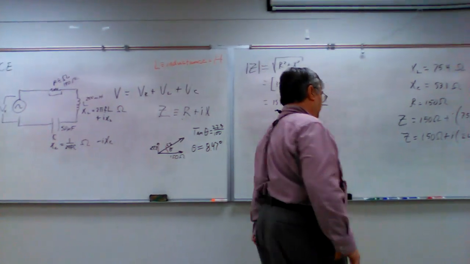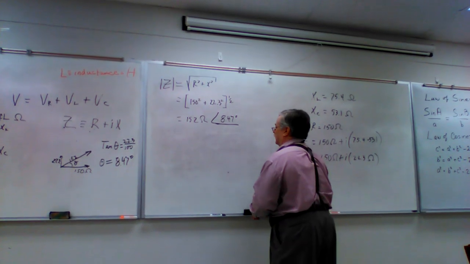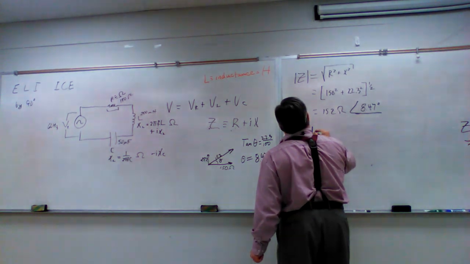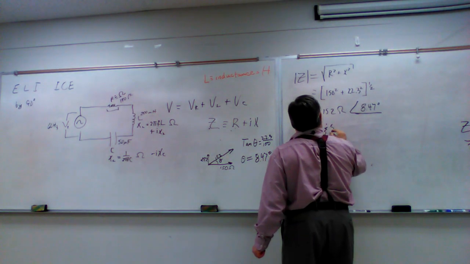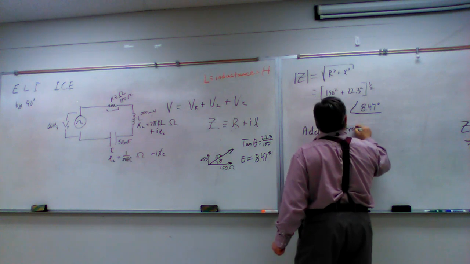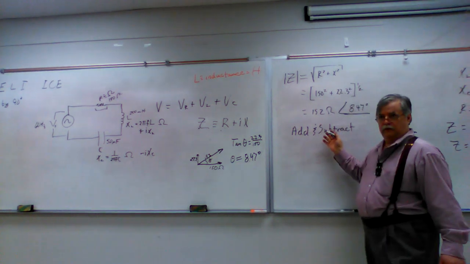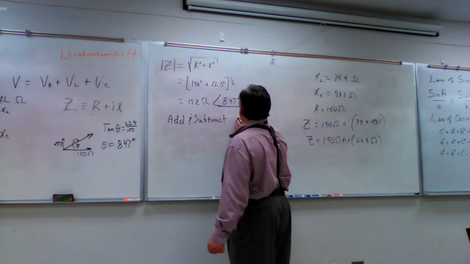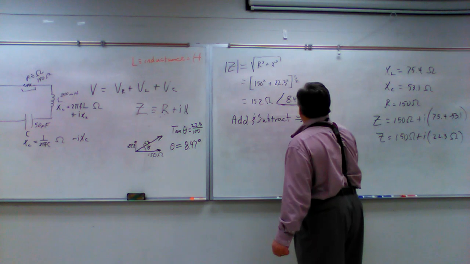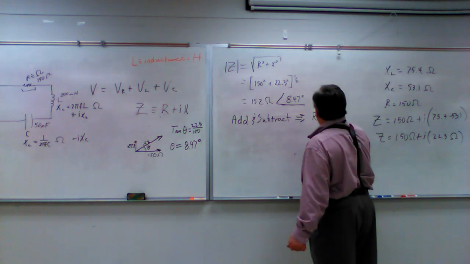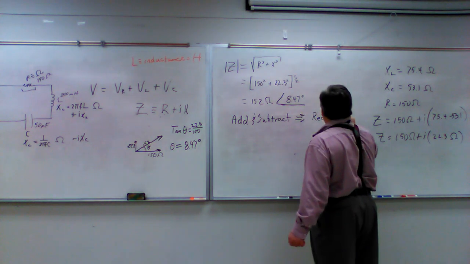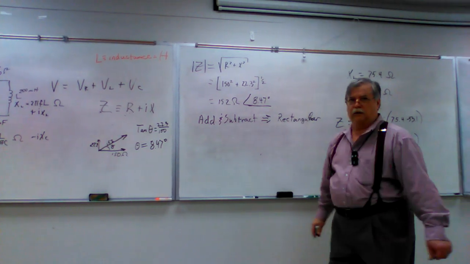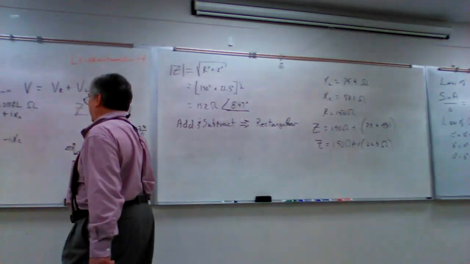Well, when you're dealing with vectors, to add and subtract, which is just, subtraction is just addition of a negative, you need everything in rectangular coordinates. Okay, then addition and subtraction is easy.